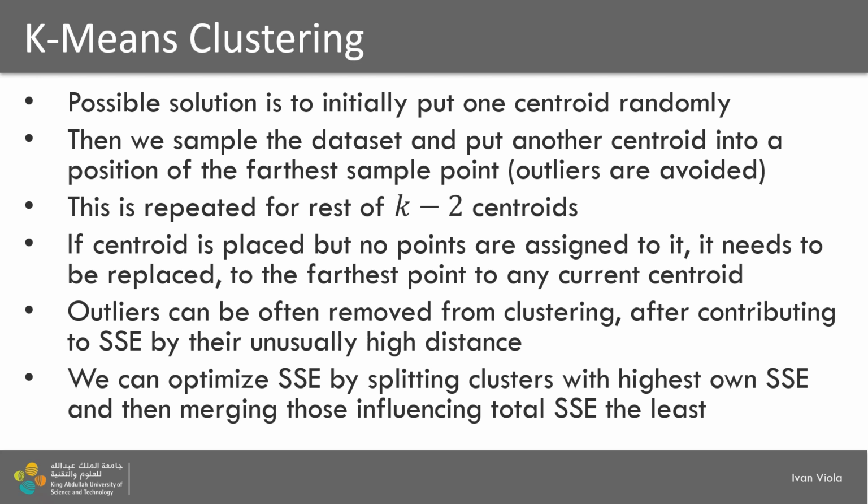Outliers can often also just be removed before the clustering is even performed, or during the process, after observing that they are contributing to the sum of squared error an unusually high value. If some points have an extremely high contribution to the sum of squared error, that indicates the point is an outlier, and we might simply ignore it and remove it from the clustering process.